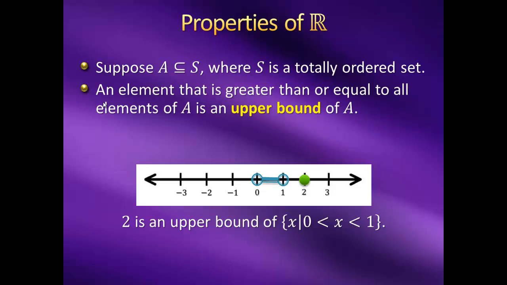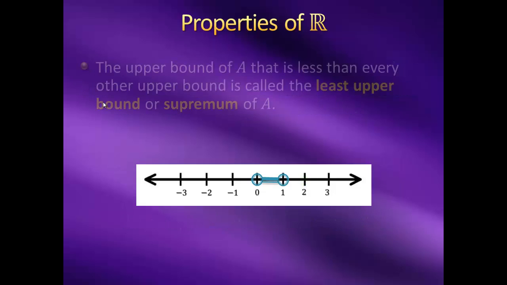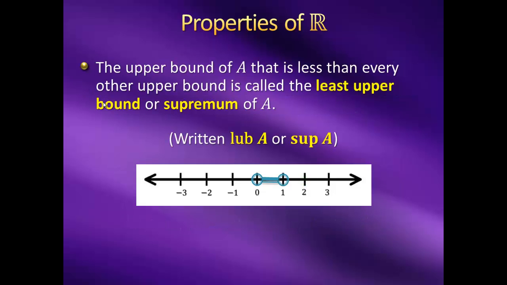Now to get even more specific, if we can find an upper bound of A that is less than every other possible upper bound, we have found what's called the least upper bound, or supremum of A. In this case, the supremum of our set would be 1. 1 is certainly greater than every element of our set, and if we tried to go any lower, even by the smallest amount, then it wouldn't be an upper bound anymore.